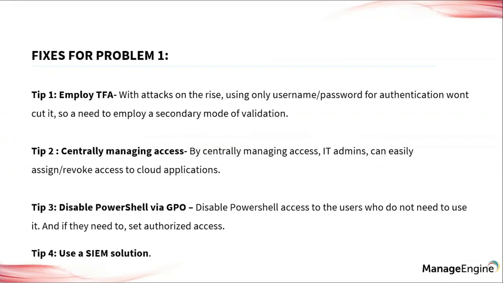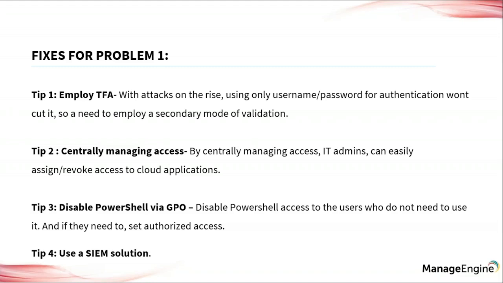So the fix for problem one is we need to employ two-factor authentication. Now, using usernames and passwords just won't cut it anymore, because we saw it, we performed an attack on a common password pattern, and we could potentially get the entire mailing information within an organization. So what we need now is a secondary mode of validation, something that double checks the legitimacy of the user.